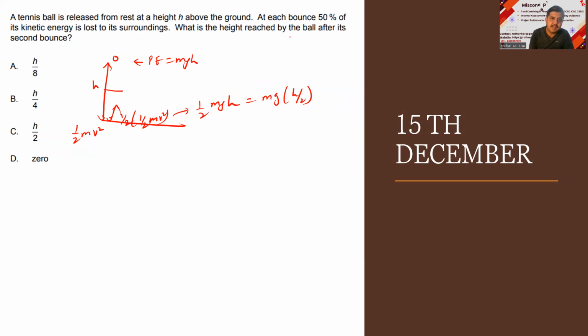So after the first bounce, what is left for us? After its second bounce. Okay. So after the first bounce, it goes only to this height, which is h by 2. Now once again, what is the potential energy here? Potential energy now for this object. Initially it was here, now it has come to here.